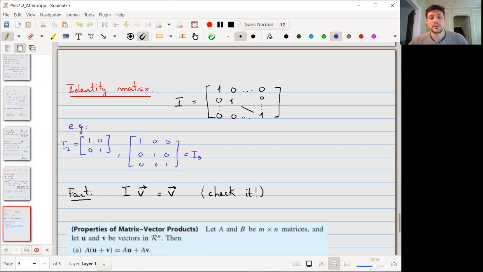An exercise that I urge you to check is that if you take any vector of any size and multiply it by the identity matrix, you get back the vector itself. When you check this, I encourage you to think back about the standard vectors and notice that every column in our matrix I is a standard vector. This is E2 all the way up to En.